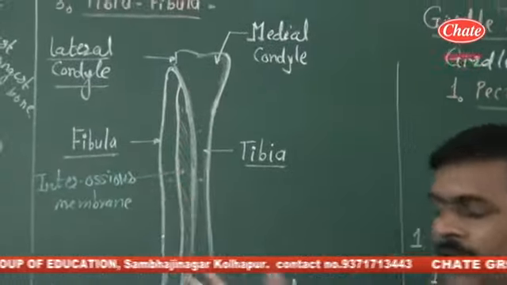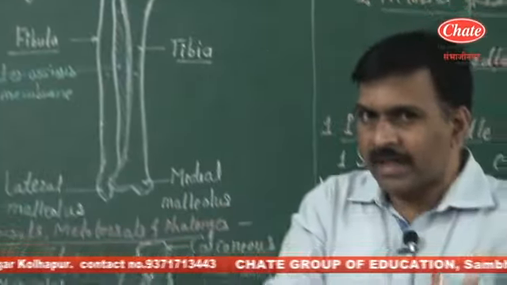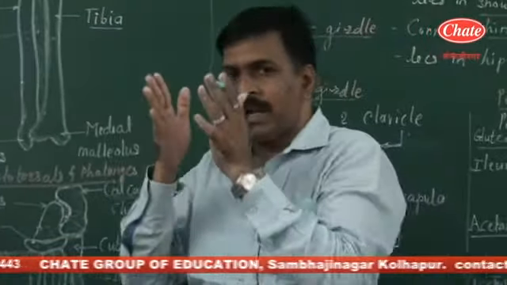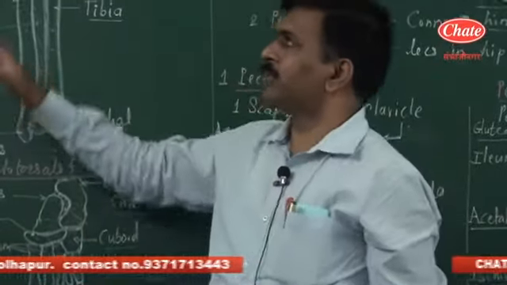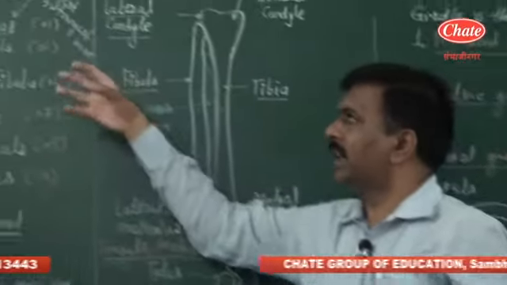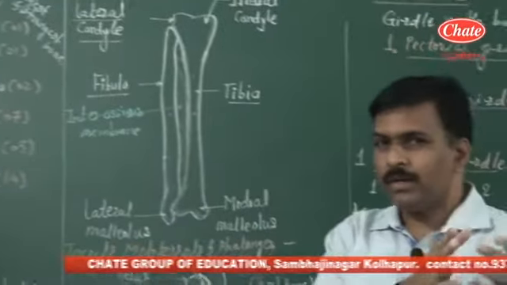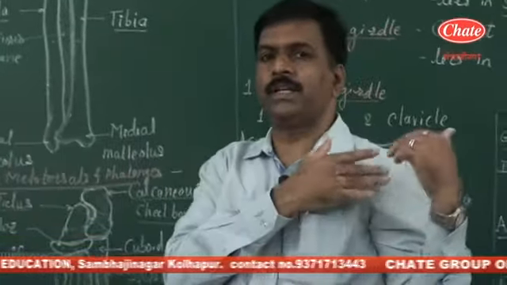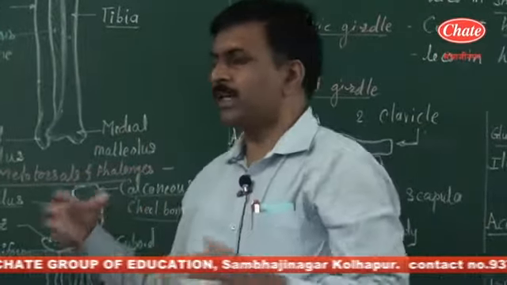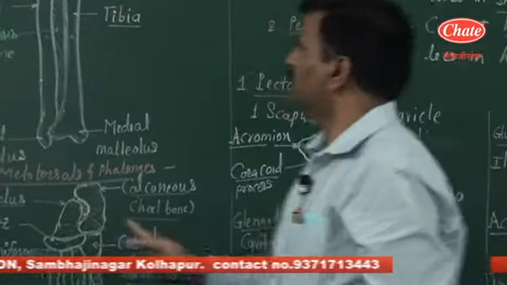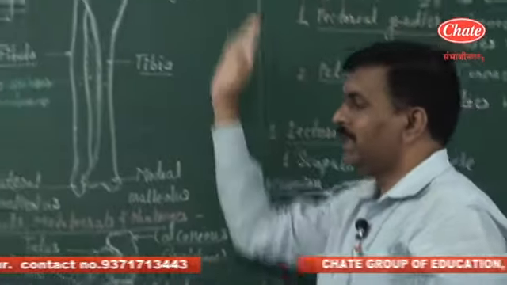So 30 hind limb bones are present in the right hind limb and 30 in the left hind limb; 30 plus 30 forms 60. Like that, 30 forelimb bones are present in the right forelimb and 30 in the left forelimb, totaling 60 forelimb bones. So that is about the limb bones.